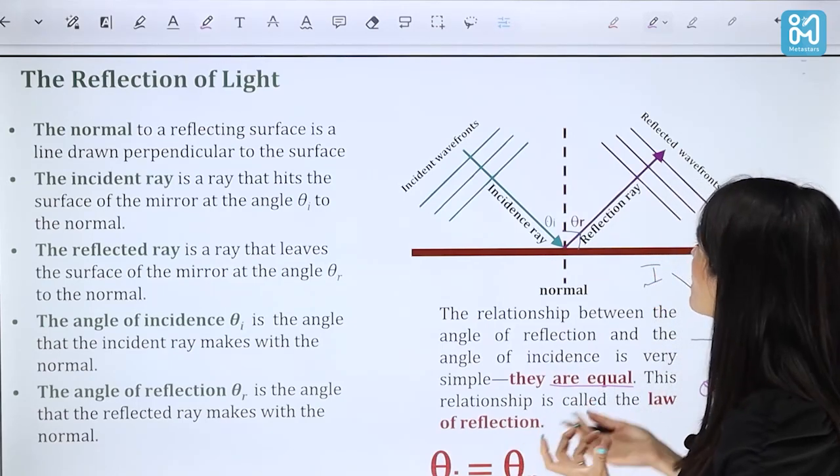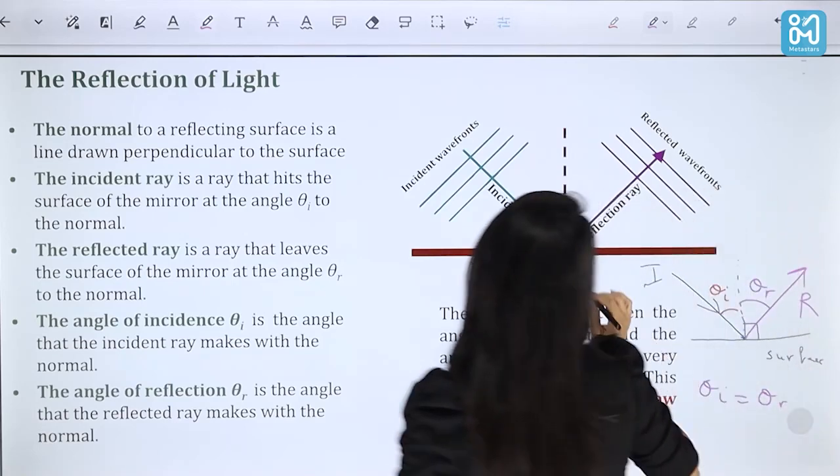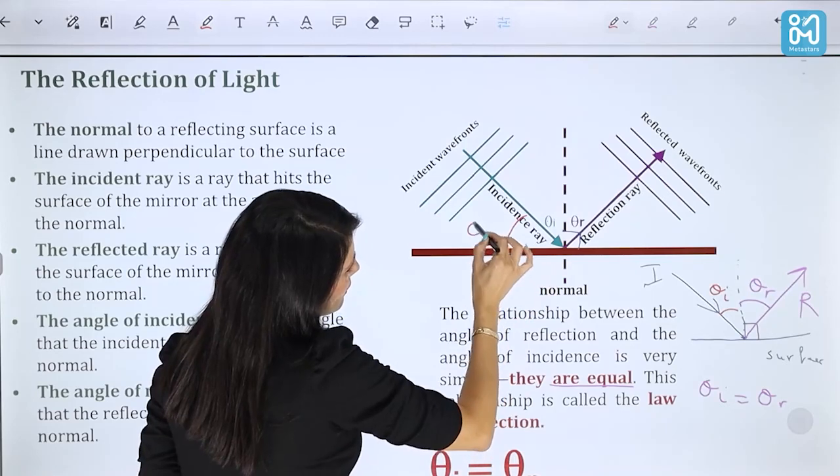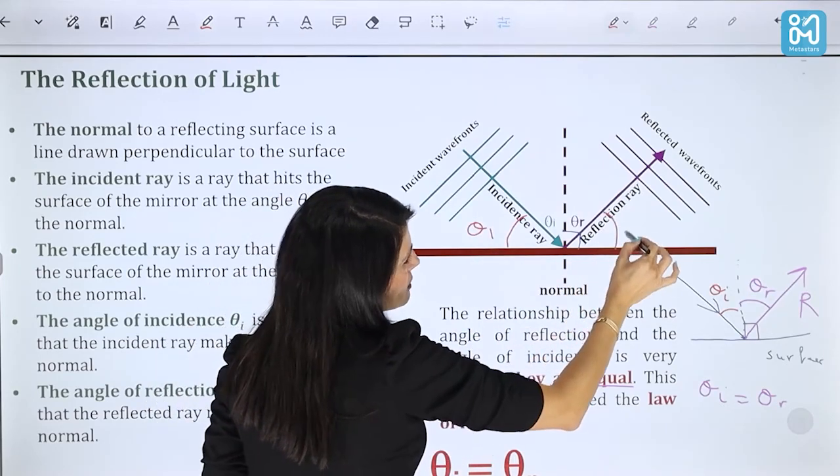We can conclude some other things. We can say that here, that angle in here is theta 1, and this is theta 2.